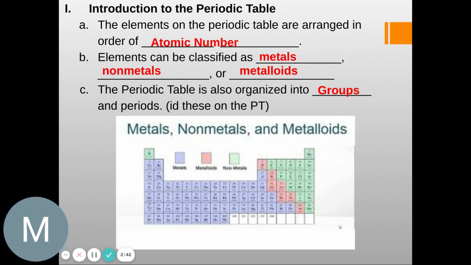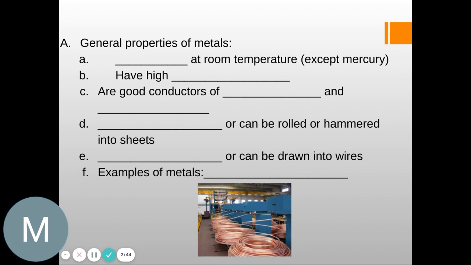So if we focus on metals, nonmetals, and metalloids, some reminders about metals. These are things I know you were taught in physical science because I teach that class, but metals tend to be solids at room temperature. All of them are except for mercury. They have very high melting points compared to the other elements. They're good conductors of heat and electricity.